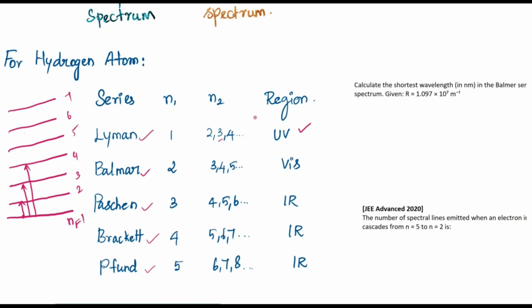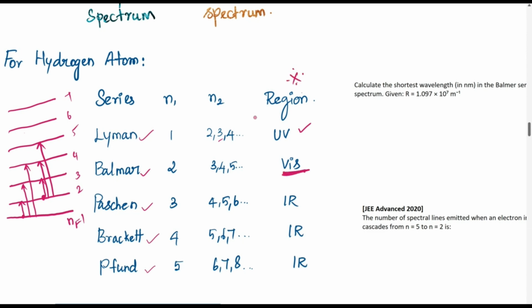Okay, and whatever I am writing in this part and in this crash course, these are very, very important. Don't omit anything. Then Balmer. Similarly, the electron starts from the second state to the third state, to the fourth state, to the fifth state and so on. Those are Balmer, and the observed region is visible.